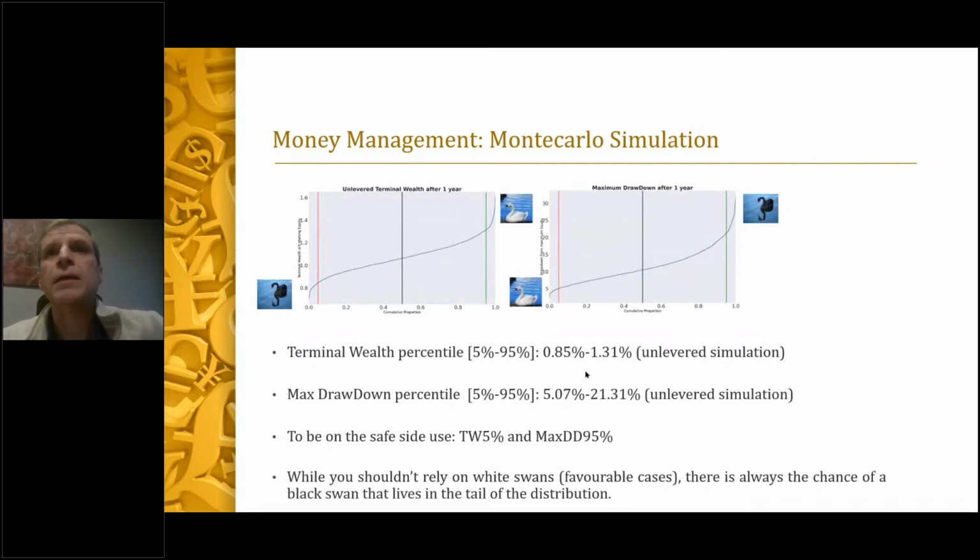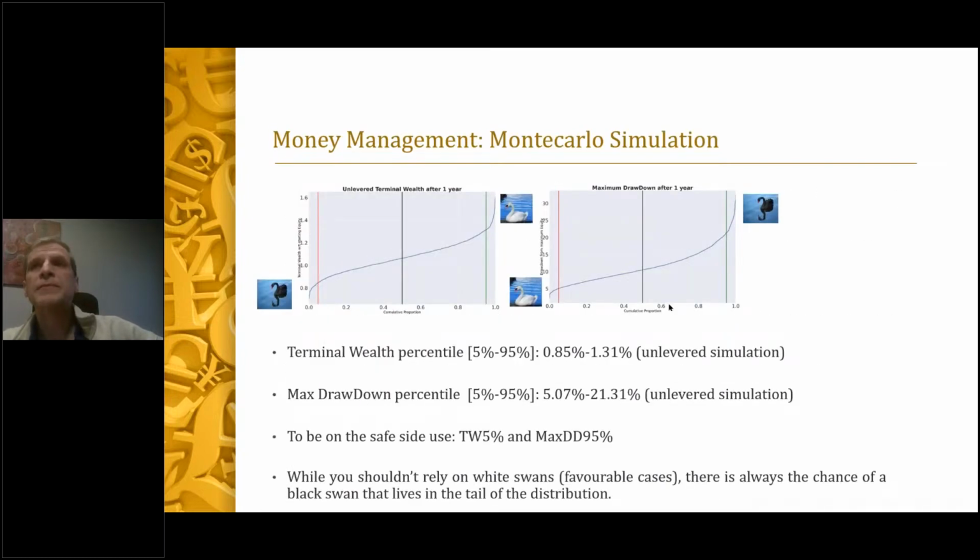Let's see the results. I'm almost done, because time is running out. Here you can see the terminal wealth percentile and the maximum drawdown percentile. You can see that in 90% of the cases, terminal wealth goes from 0.85 to 1.31. It means that if you invest $1, you get from $0.85 to $1.31 in 90% of the cases. For maximum drawdown, it's in 90% of the cases below 22%. Just to be on the safe side, use terminal wealth at 5% here, and the maximum drawdown at 95%. This is the worst result, of course, but I prefer to be on the safe side when choosing my system.